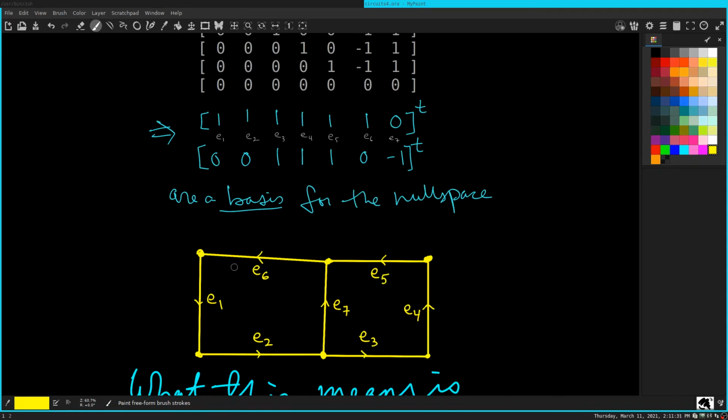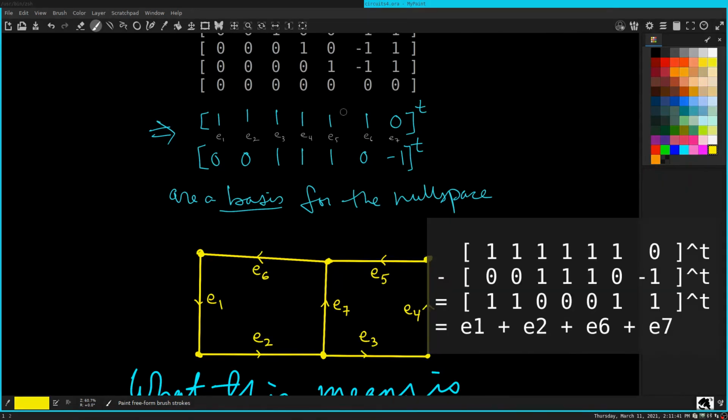Well, how do we get this left loop here? E1 plus E2, no coordinate for E3, plus E7 plus E6. We take this first loop, which was the big loop, and subtract off the small loop. That would give us 1, 1, 0's here, 1, and then this minus 1 becomes a 1 because we're subtracting, which gives us E1 plus E2 plus E6 plus E7, which is this loop over here.